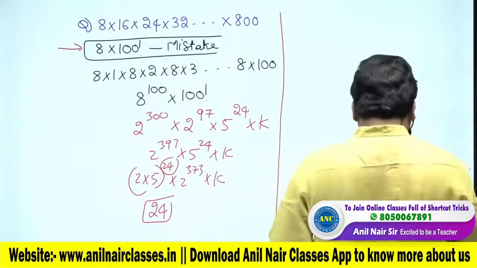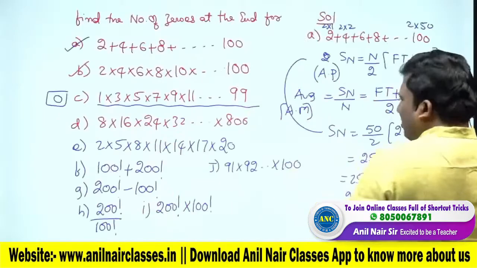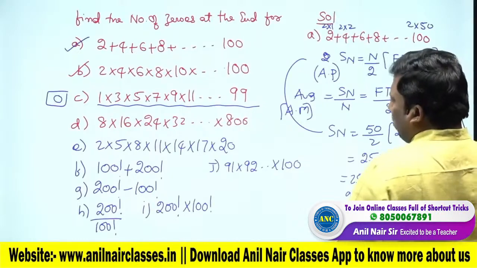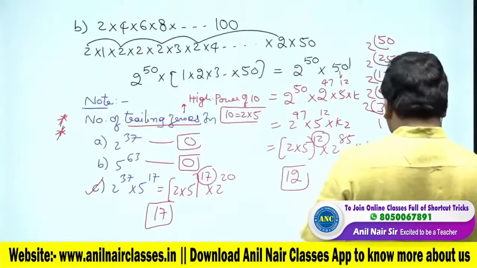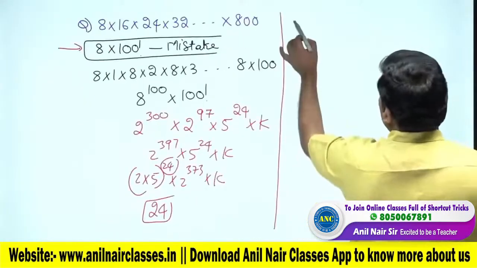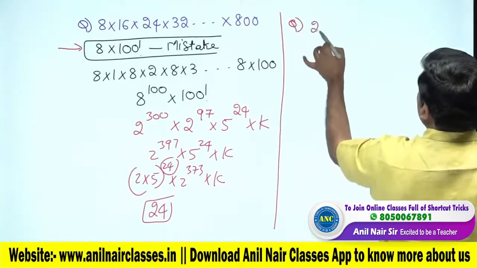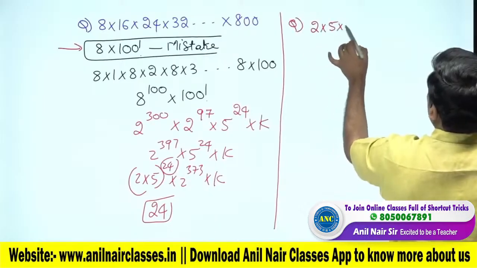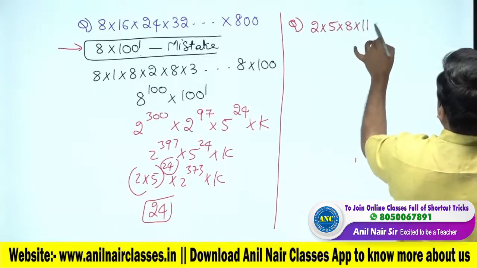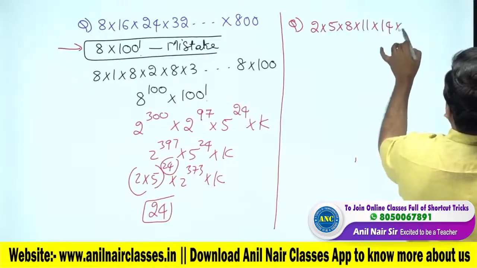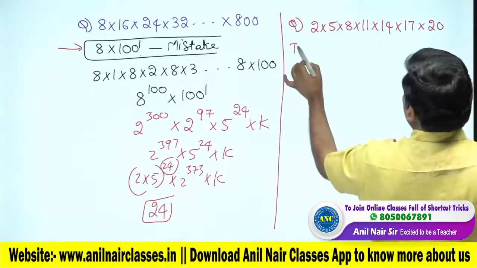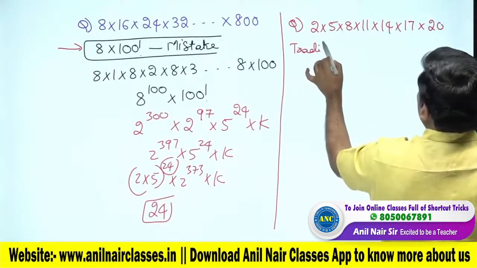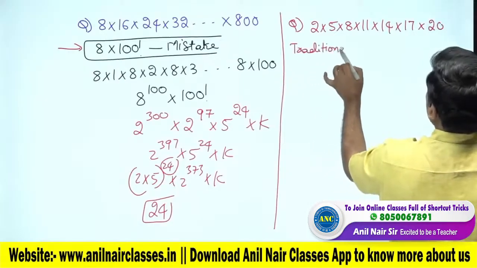Now, what is another question? Another question. The series is in AP. 2 into 5 into and so on up to 20. Now, the traditional method I will tell you, then the optimal method when I am discussing. 2 into 5 into 8 into 11 into 14 into 17 into 20. Traditional method. Now listen carefully, sir.